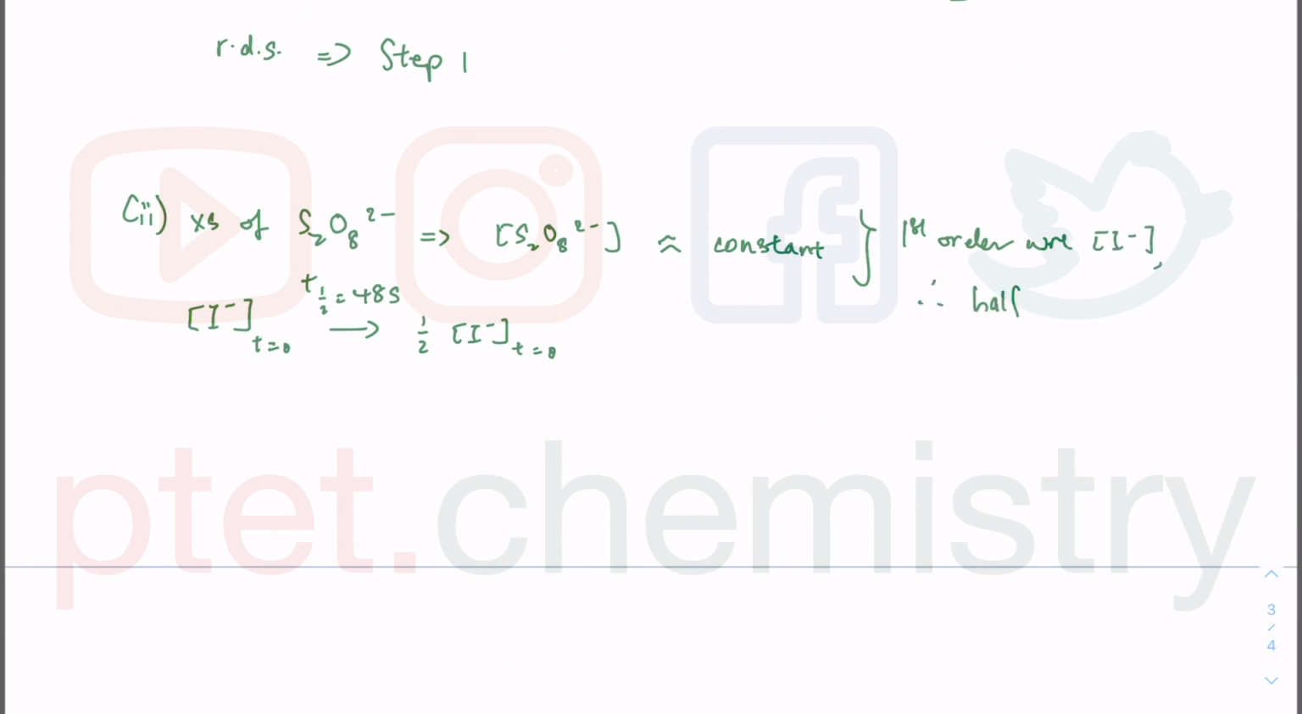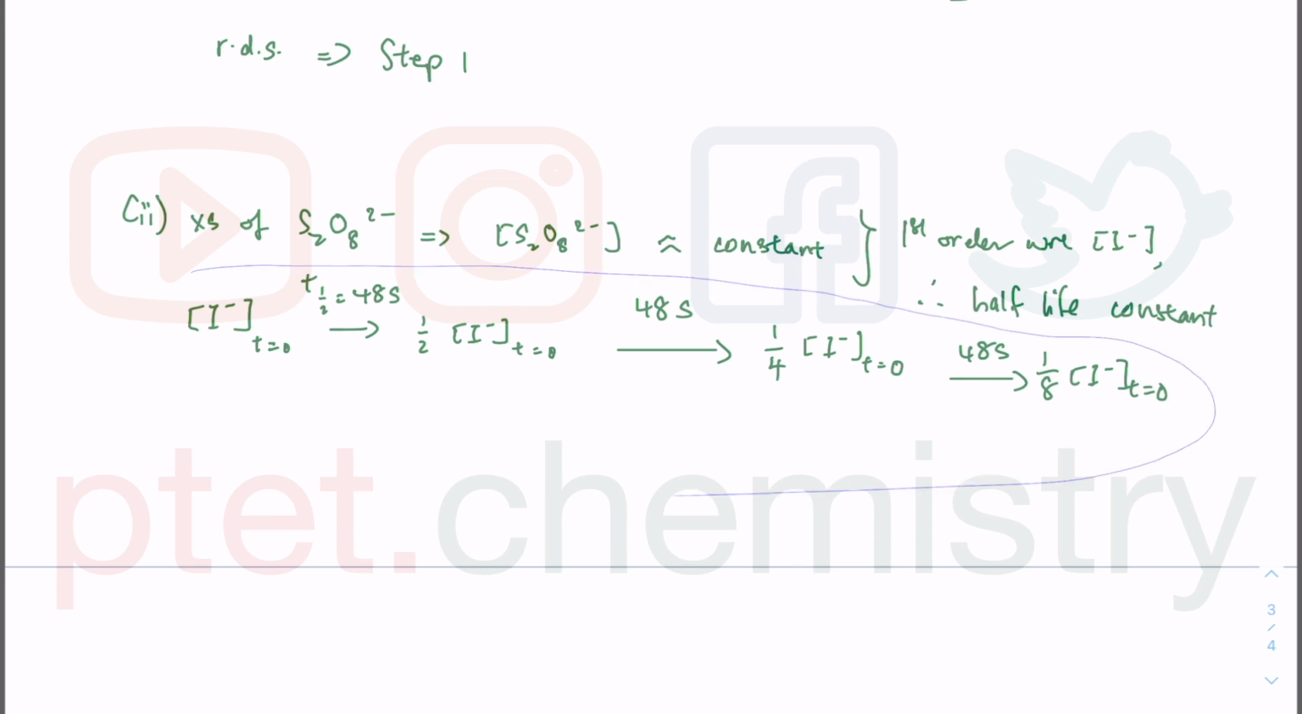Since it is first order with respect to I⁻, therefore half-life is constant. If you have a constant half-life, that means your second half-life is going to be exactly the same as your first half-life. So another 48 seconds, you will get to 1/4 of the initial concentration. And then 48 plus 48, that is 96 seconds, and it's still not 192. So you keep going for another 48 seconds, and you get 1/8 of the [I⁻] at t equal to 0.